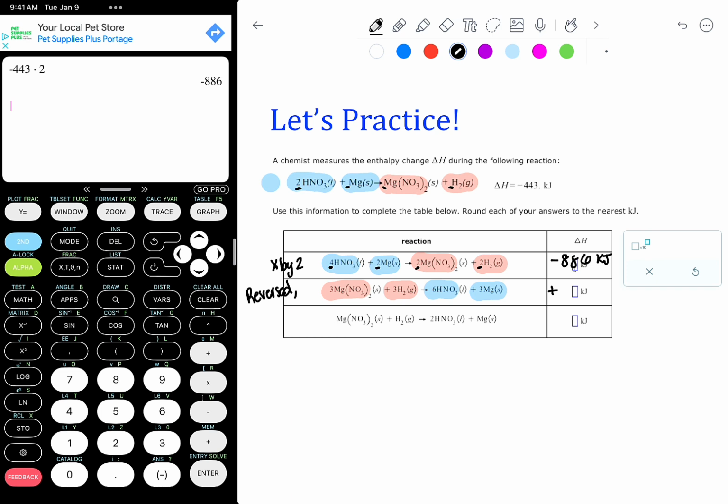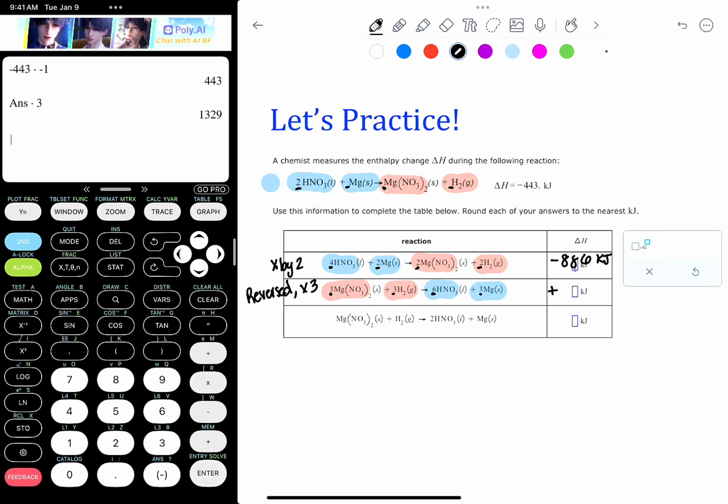Now, did we change our coefficients? Well, my magnesium nitrate had a 1 and now it's a 3. Hydrogen's now a 3, nitric acid is a 6, and magnesium is a 3. So I reversed this and I multiplied by 3. So we changed the sign of our delta H. You can think of that as taking that negative 443 and multiplying it by negative 1. Reversing it just multiplies it by negative 1. And then we multiplied the whole thing by 3. So this gives us a delta H of positive 1329 kilojoules.